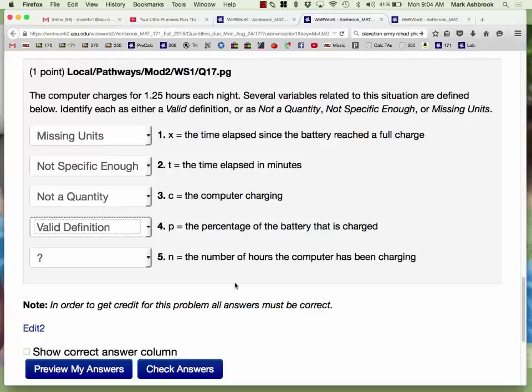Okay, N is the number of hours the computer has been charging. Is it a quantity? Yes. It's a quantity. Is it specific? Do we know exactly what it's talking about? Yes. Does it have units? Yes. Number of hours. Valid. Questions on these? Anybody have a question on those?